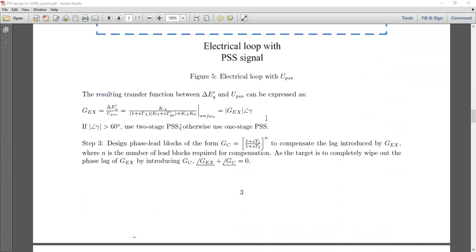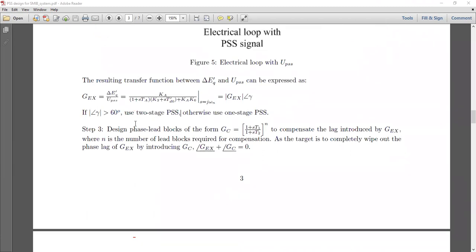So we have got the information of gamma, and we will get the information of how many stages are required at this point. This is the conclusion from your step number 2: you have the information of gamma, and you will know how many stages of lead blocks are required for your design.